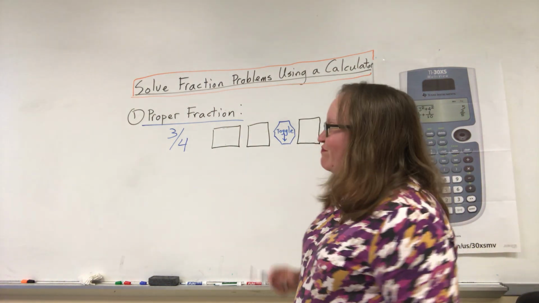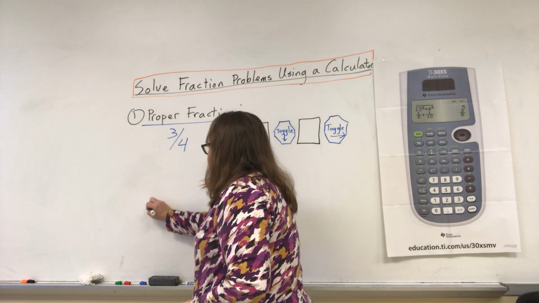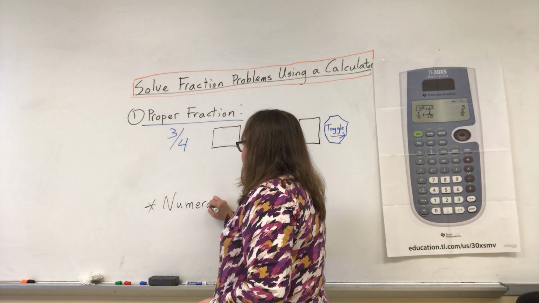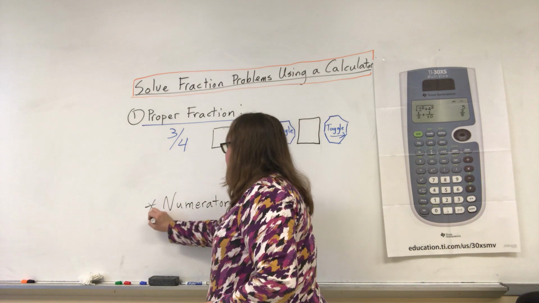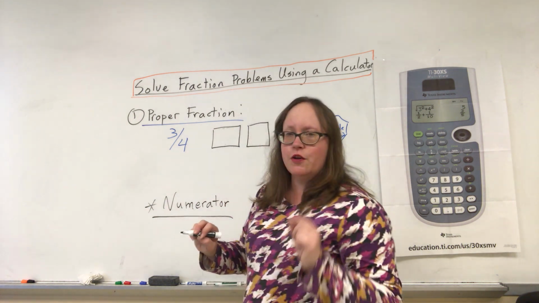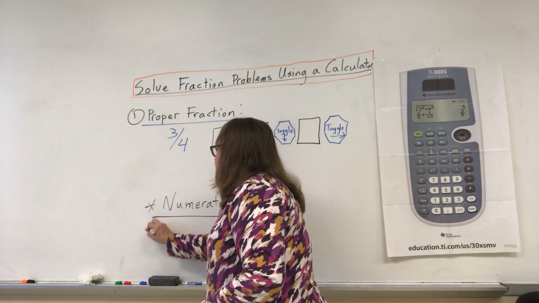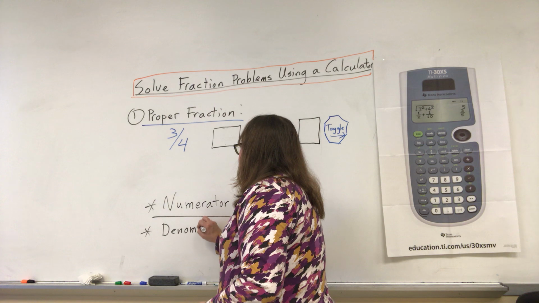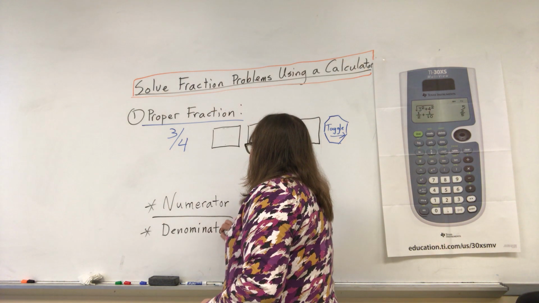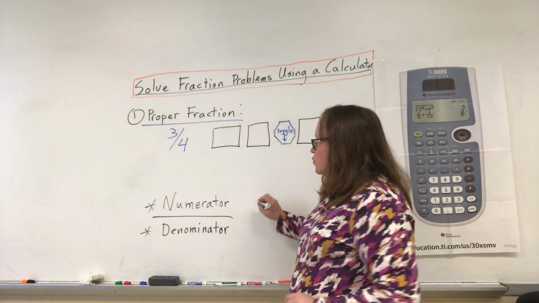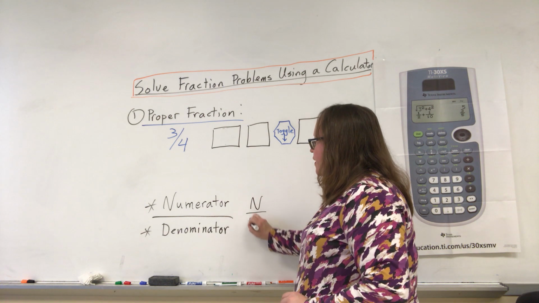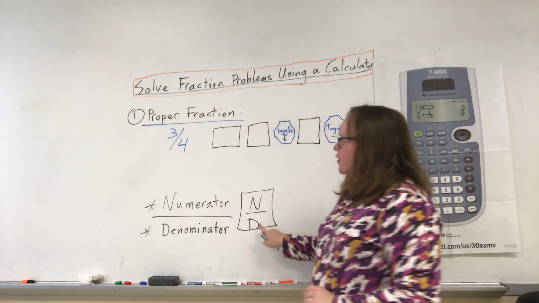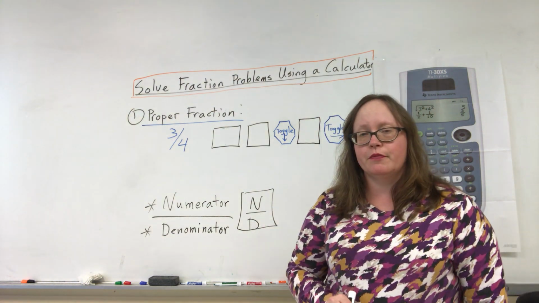Let's define them. First off, you have a numerator and you have a denominator. So that's when you see this button on your calculator. It's referring to numerator over the denominator.